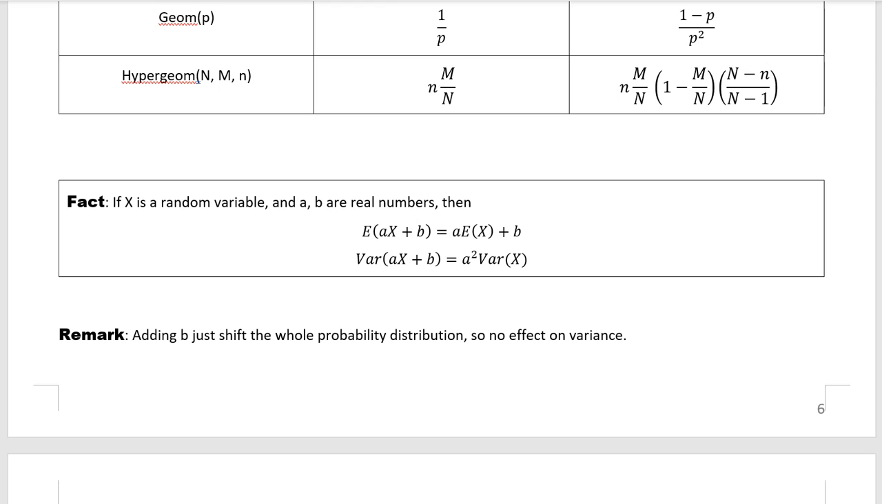Fact: if x is a random variable and a, b are real numbers, then the mean of ax plus b equals a times the mean of x plus b. And the variance of ax plus b equals a squared times the variance of x. Okay, what does that mean? Well, if you multiply the data by a, what does that mean? So let's say this is x. So let's say 0 has probability 1/2, -1 has probability 1/4, and 1 has probability 1/4. Okay, this is x.